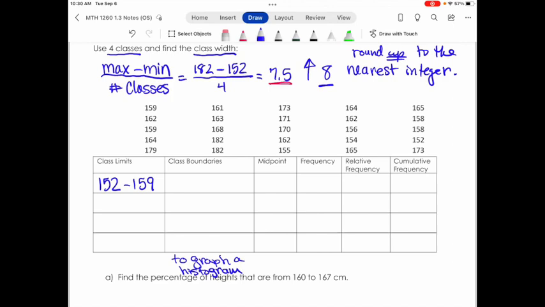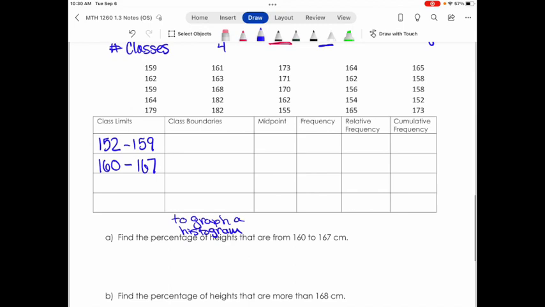Then when you create the next group, you want to jump to the next integer, so we jump to 160, and again we want 160 plus 7 more numbers for a total of 8. I add 7 to this and I get 167. Then I jump to the next number, which is 168, add 7 more, and that gives me 175. Then for the last group, I have 176 to 183.